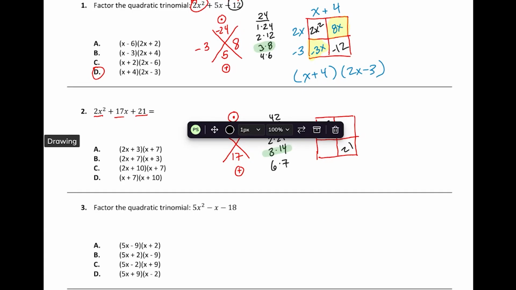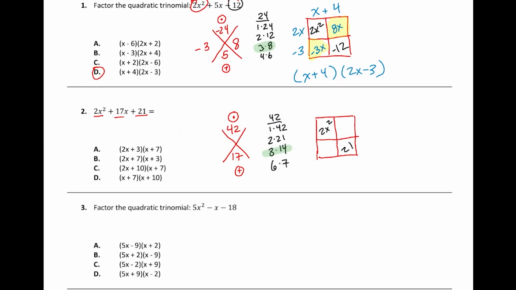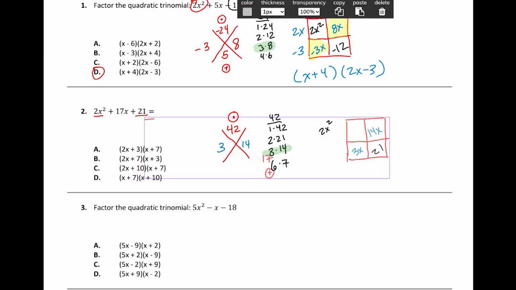So 3 and 14 are going to be our special two numbers here. So we've got 3 and 14. Those are going to be the coefficients of the two linear terms that we put in our area model, 3x and 14x. Again, which one goes where as far as those two boxes are concerned doesn't really matter.